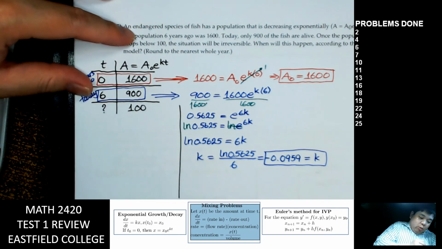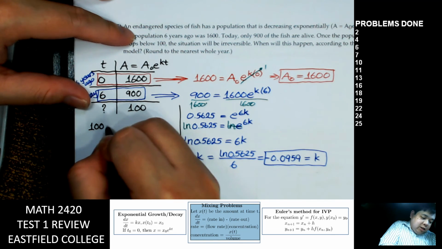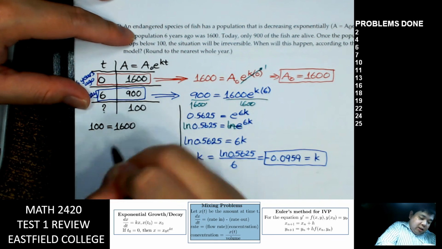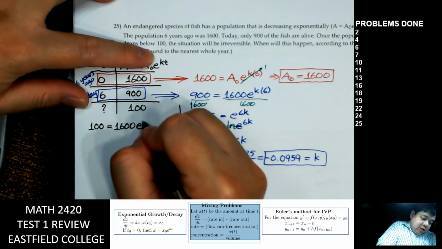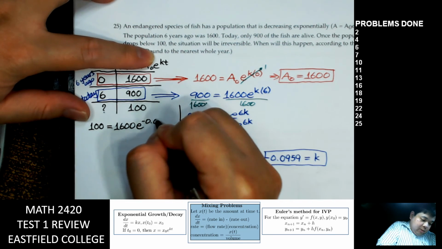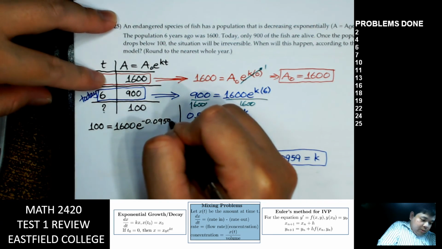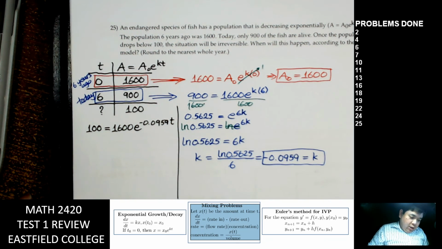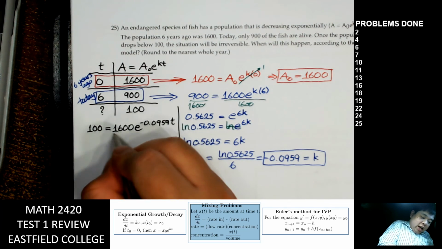We know the population is going to be 100. Initially 1600. E, the rate we know is going to be this. And t we don't know. So pretty much similar to this. Divide by 1600 and then take ln on both sides.